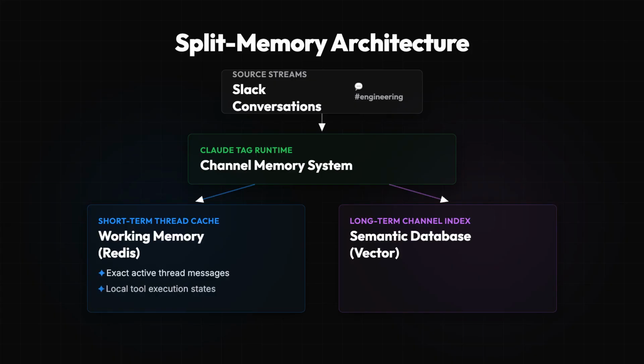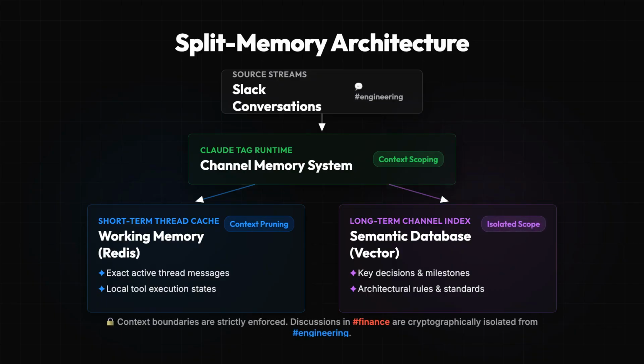The short-term cache acts as the working memory, storing exact messages and local tool states. The long-term memory is a semantic database that indexes key decisions, architectural rules, and project milestones. Crucially, the runtime implements context scoping. Memory is isolated to authorized channel scopes. This prevents sensitive information from leaking across channels and ensures that Claude's responses are relevant to the immediate team context.